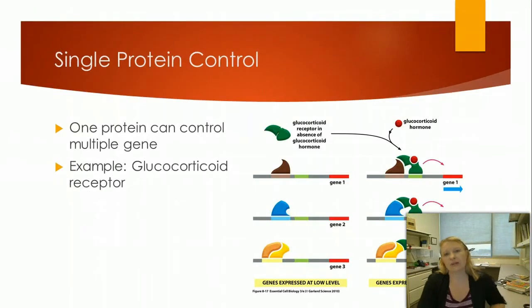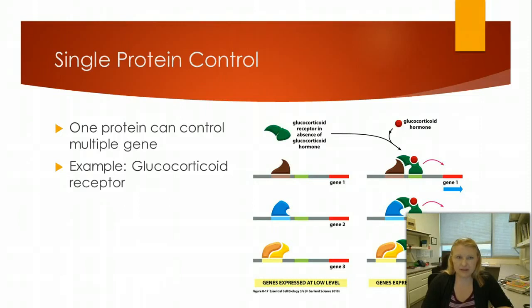So let's talk about single protein control. This is an example of glucocorticoid receptor, which is in the liver cells. And as you can see here, it can control 3 different genes. So when glucocorticoid hormone is present, and it's been made by the liver, it can go and travel to the different genes, and it will activate these genes to be expressed at higher levels. And so you can see how that works. And this is a single protein control.